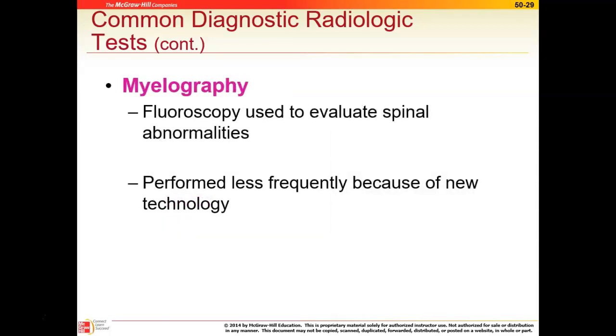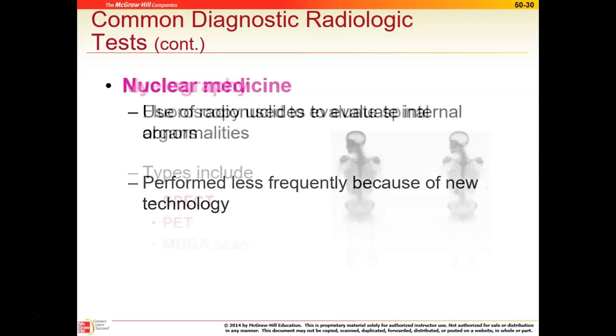We also have another fluoroscopic procedure called a myelography. Myelo means bone marrow or spinal cord, and so the myelography used to be used pretty frequently to detect spinal abnormalities. But because of the MRI, once again, we don't do them as often. But once again, if someone has one of the absolute contraindications for having an MRI done, then a myelography is something that can also be performed if necessary.